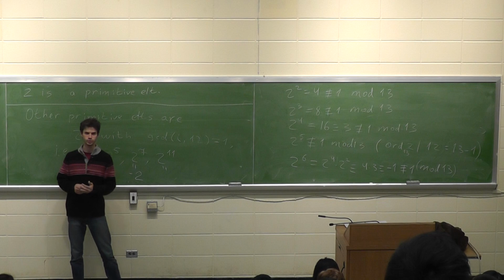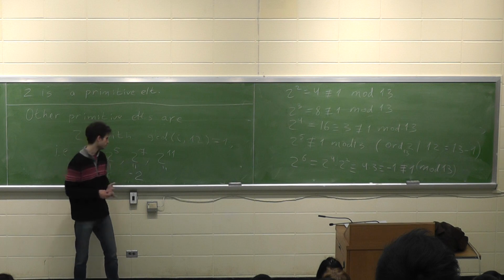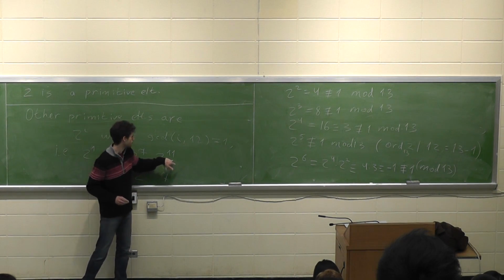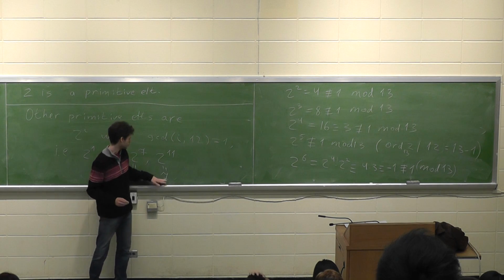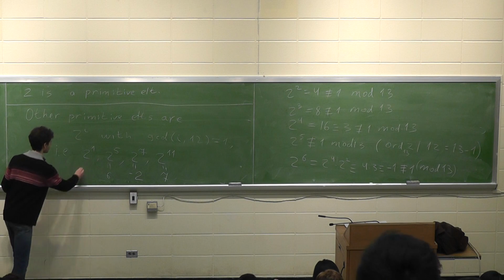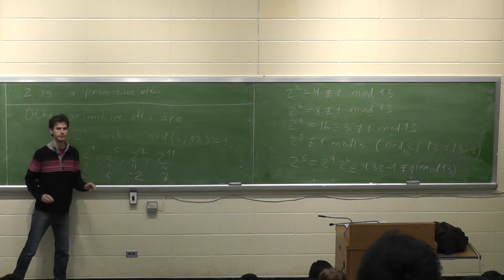What is 1 divided by 2 modulo 13? 7, yes. So this is a number which, if you multiply it by 2, you get 1, so it must be 7. Okay, so here are all the primitive roots: 2, 6, minus 2, 7.